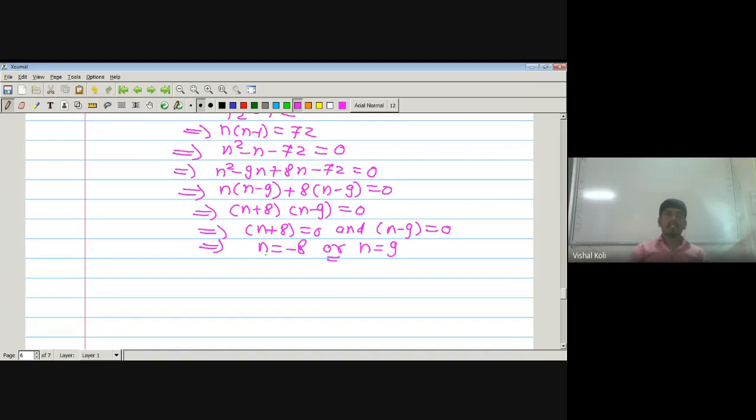But we know that n is a positive integer, since in the definition of permutation we have taken n as a positive number. As n is positive, n equal to minus 8 is not possible. So the value of n is 9. So if nP2 is equal to 72, then the value of n is 9.